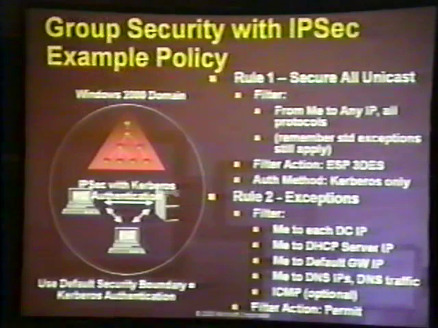Okay, and then the filter to secure traffic is me to any IP, all protocols, right? Standard exemptions plus these exemptions will apply, and the filter action will be triple DES, auth method Kerberos only. So that will essentially lock down all these guys, and the only systems they will talk to, I'll say in an insecure way, but there are other application defined security methods, is to the DC. Okay.